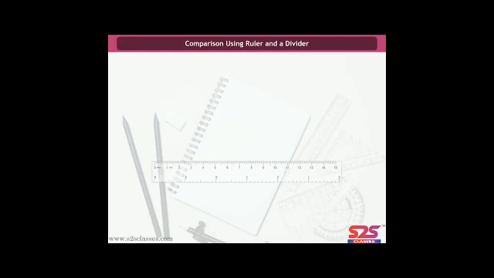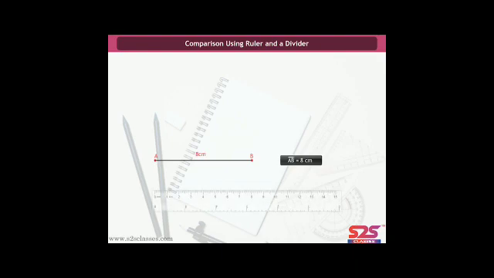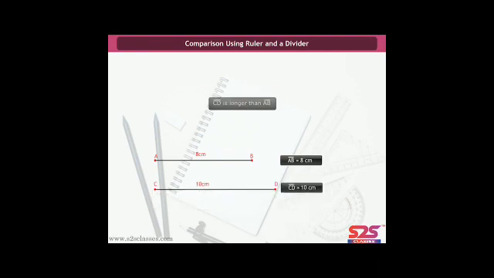Now let us compare line segments using ruler. Draw a line segment of length 8 centimeters. Mark it as AB. Draw another line segment of length 10 centimeters and mark it as CD. Clearly, CD is longer than AB.